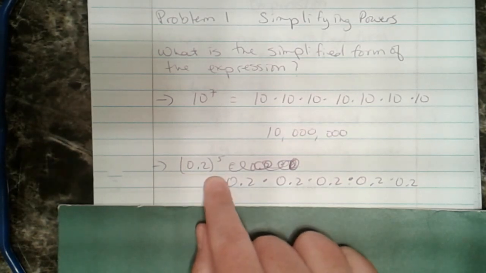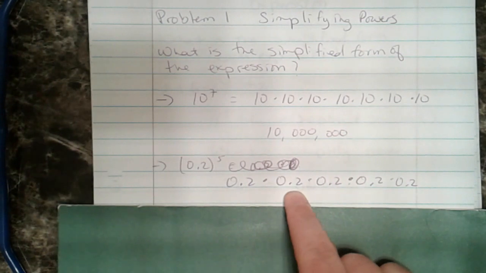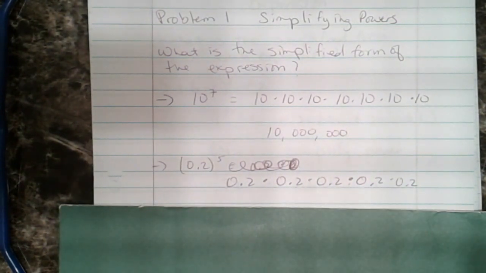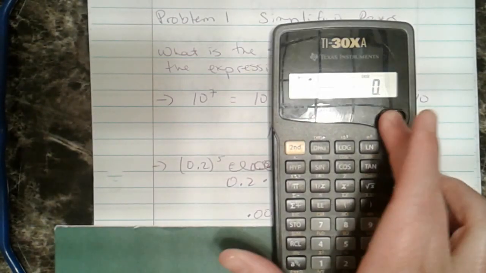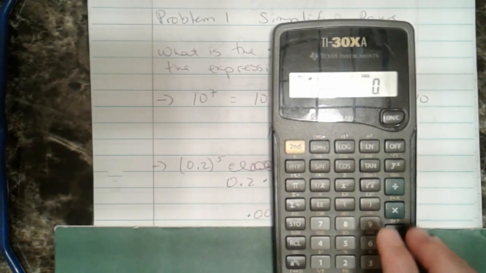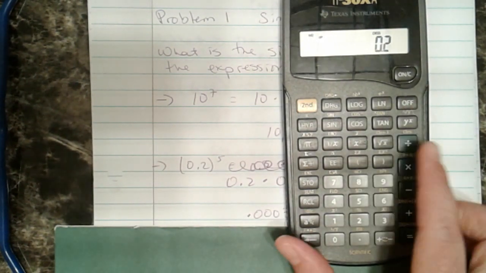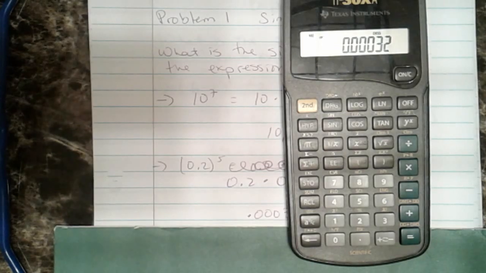Looking at this one, 0.2 to the 5th. I can write it out as 0.2 times 0.2 times 0.2 times 0.2 times 0.2. That just gets so tedious, but it does mean repeated multiplication. If I plug it into my calculator, typing a decimal point 2, yx, and hitting the 5, I'm going to come up with 0.00032.